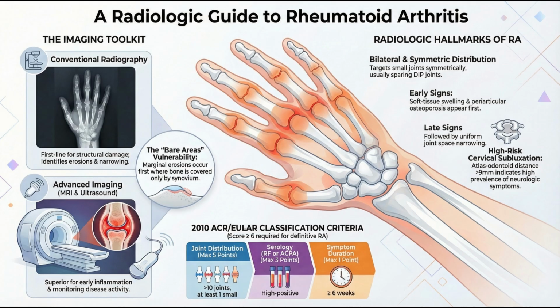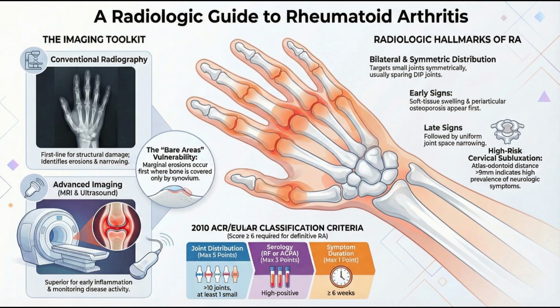We don't fully understand the molecular why, but we know the pattern. If a patient comes in and their pain is mostly in the fingertips, the DIPs, I immediately think this isn't RA. So what is it then? It's probably osteoarthritis or psoriatic arthritis. So fingertips usually equals wear and tear, knuckles equals autoimmune attack. Broadly speaking, that is a very safe bet.